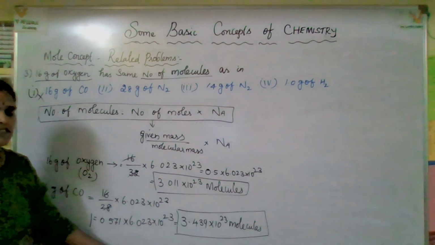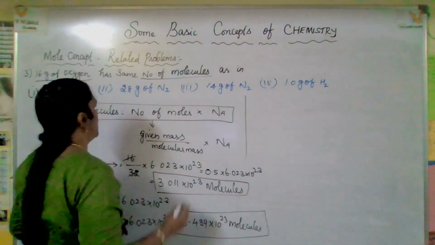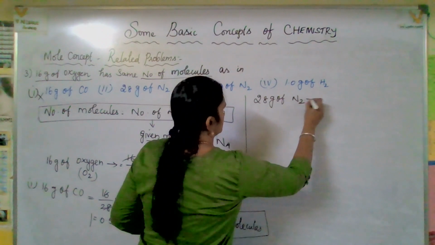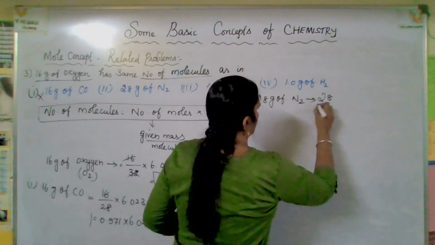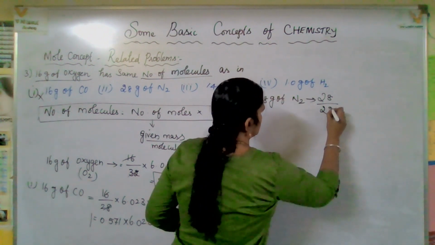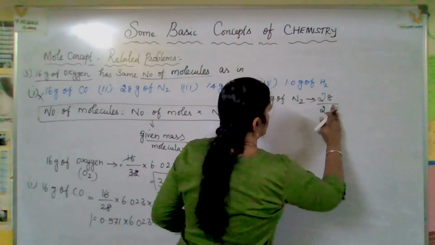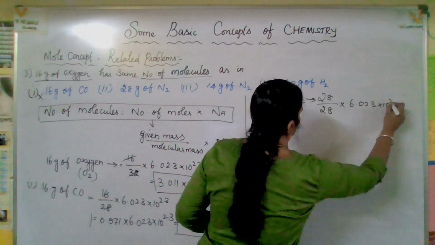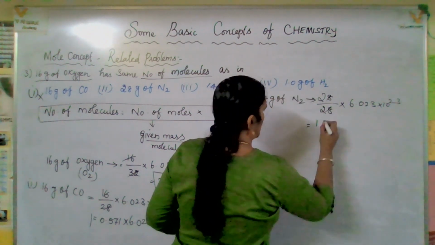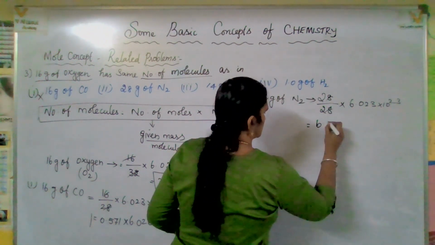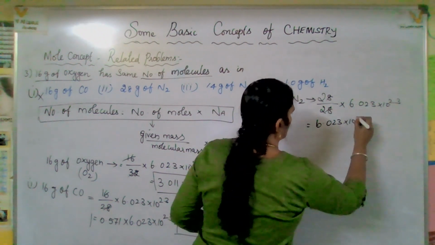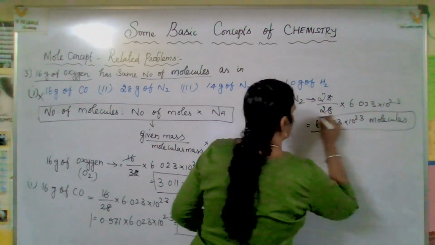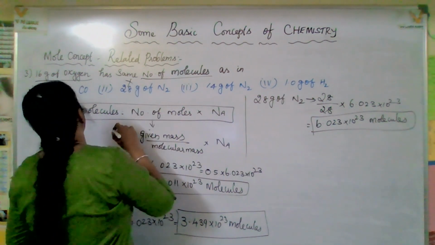Okay, now second option, is it visible? Yes, second point, it is 28 gram of nitrogen. Here given mass is 28, and the molecular mass of nitrogen is 28 only, right? Into Avogadro number 6.023 into 10 to the power of 23. So here 1 into 6.023 into 10 to the power of 23 molecules. So this will not be the same. So the second option is also wrong.